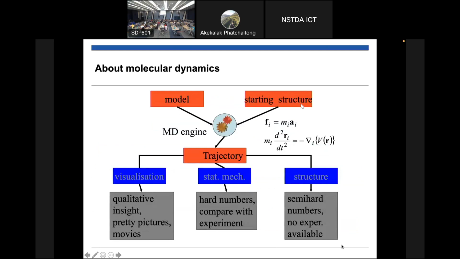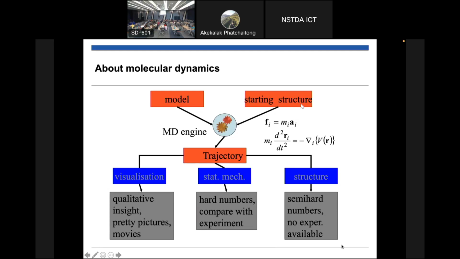If I put them together, this is how it looks. So you have a molecular dynamics engine, right? I call it an engine because what you are doing is nothing but solving Newton's equation of motion, force equals mass into acceleration. To solve this equation, what you need is the term potential, the interactions between the atoms and molecules.